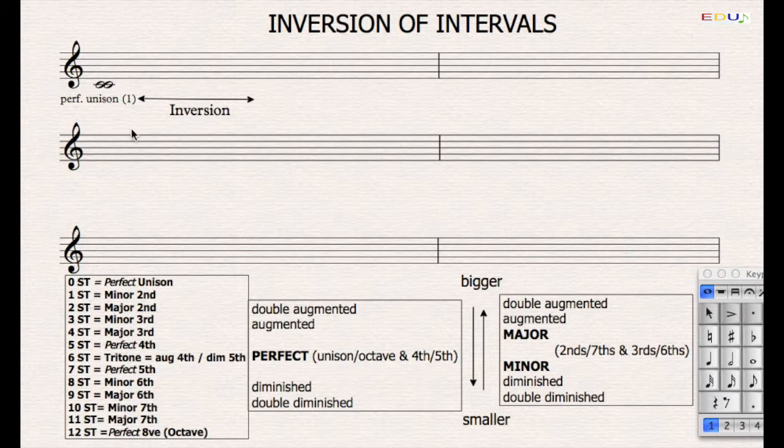If you want to invert a musical structure like intervals or chords, what you do is take the lower note and put it up an octave, or take the higher note and put it down an octave.